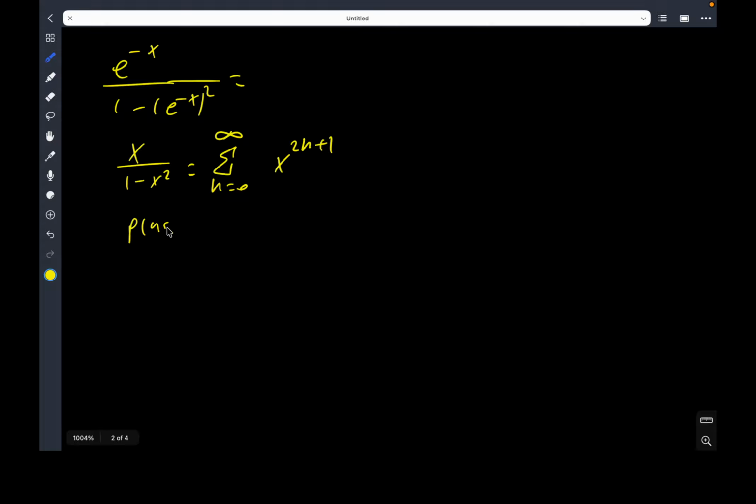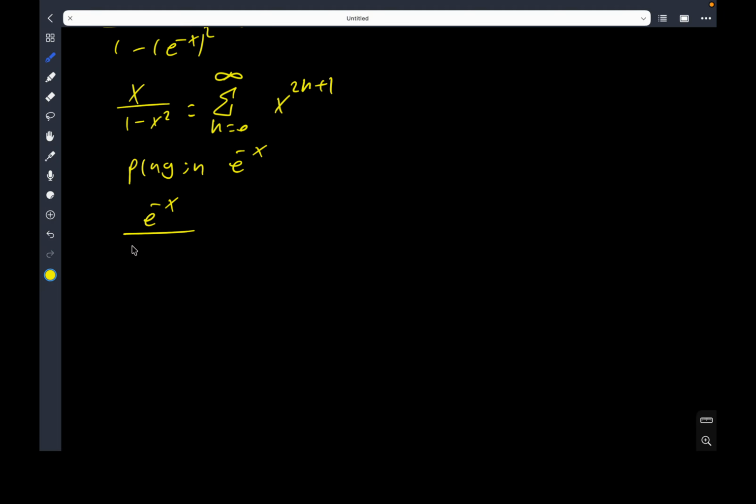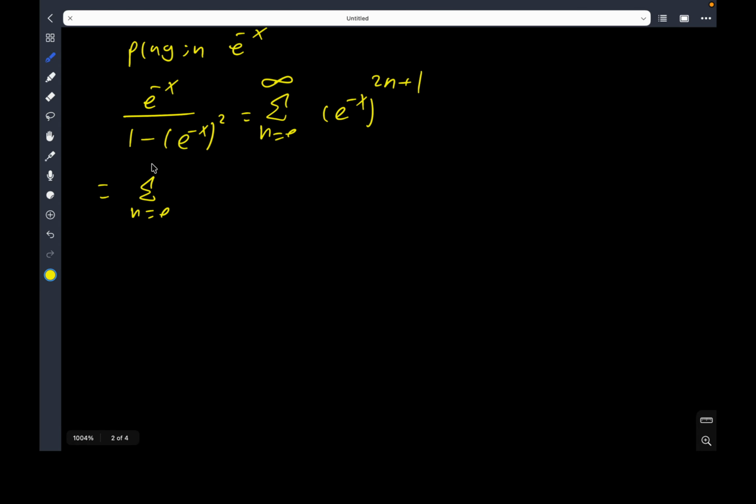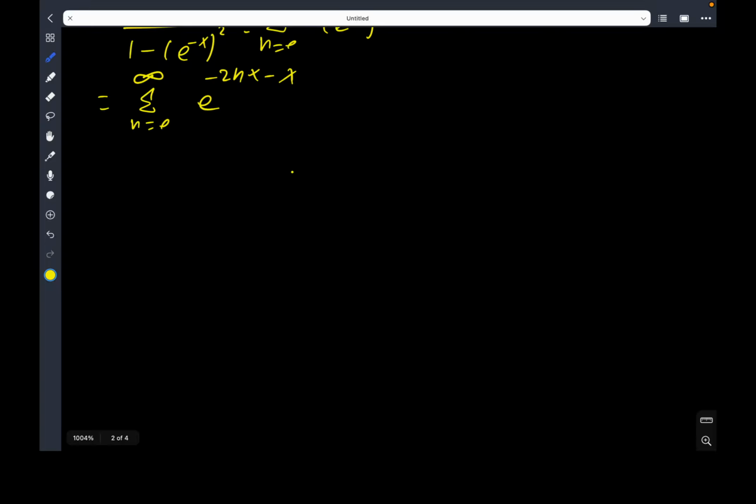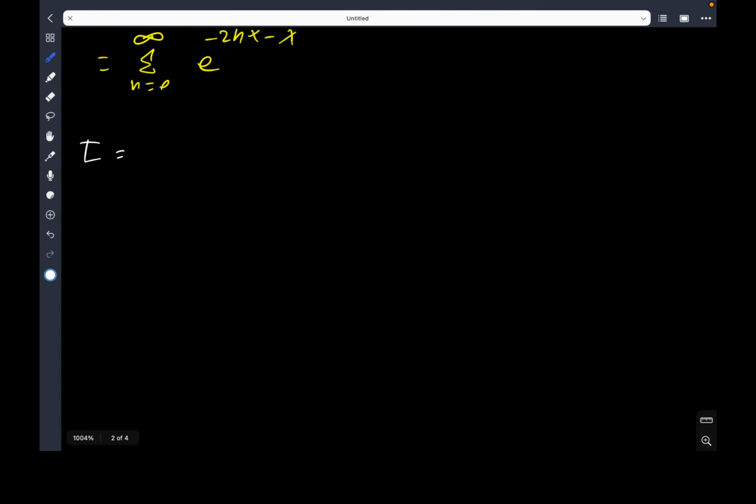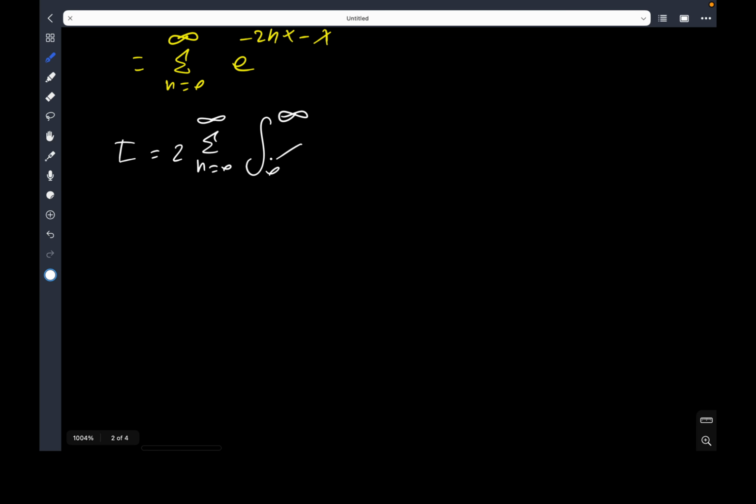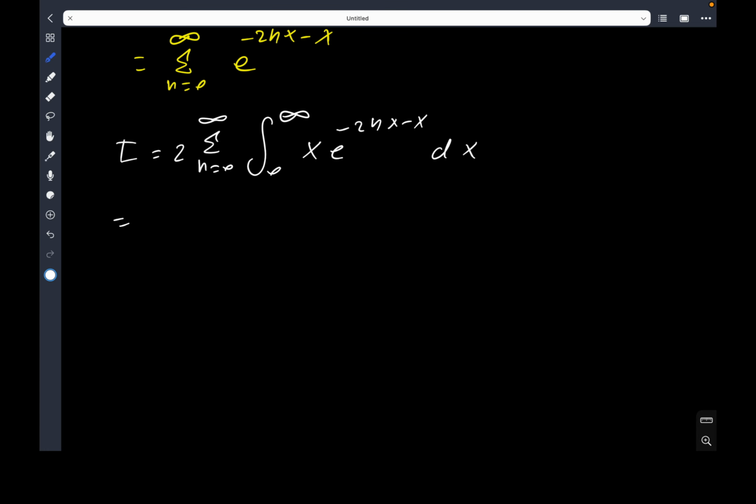If I plug in e to the negative x for x here, I'm going to get the infinite sum from 0 to infinity of e to the negative x to the 2n plus 1. The sum gets simplified a little: that's e to the negative 2nx minus x. So I'm going to do this substitution here. It's going to be 2 times the infinite sum from n equals 0 to infinity of the integral of x e to the negative x times 2n plus 1 dx.